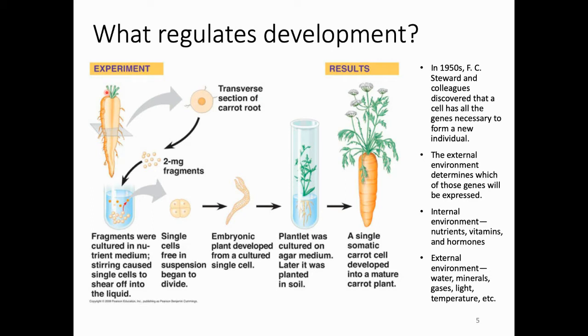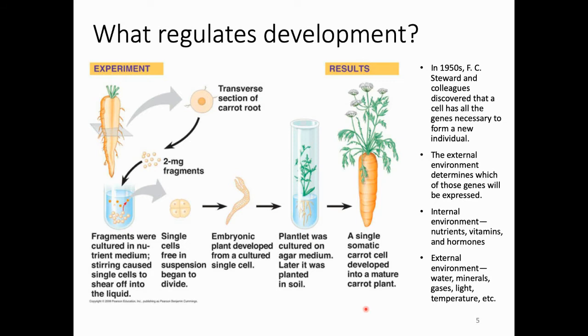The cells began to divide, grew, and developed into an embryo. The embryo eventually grew into a new carrot plant, demonstrating that a cell has all the genes necessary to form a new individual. Genes, which are the basic unit of heredity, control the synthesis and development of enzymes, which catalyze every metabolic step within cells.